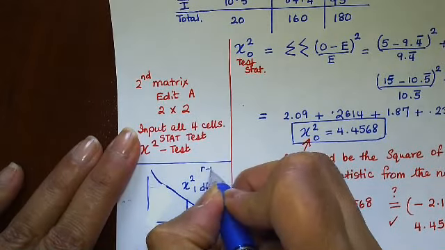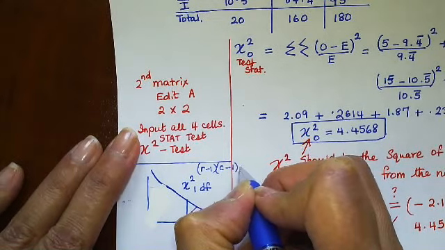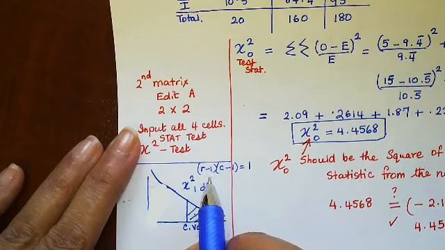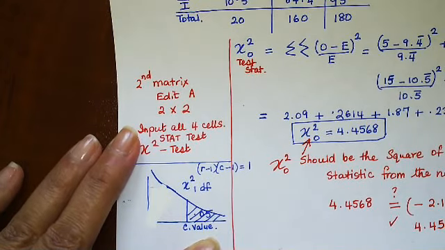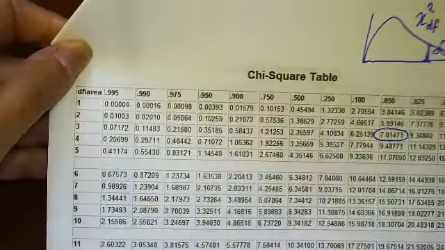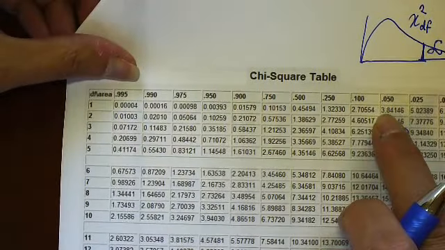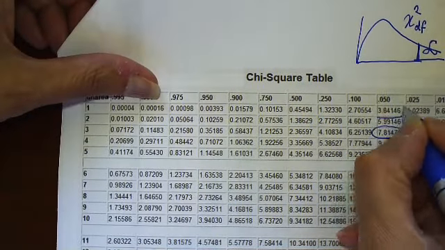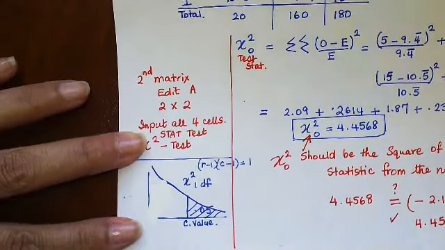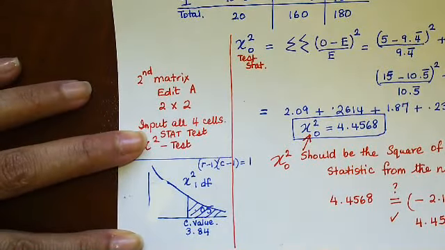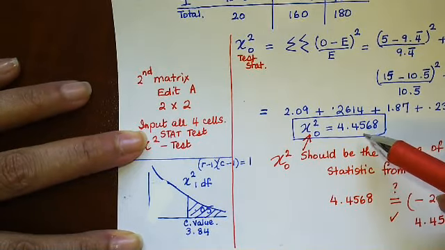This 1 degree of freedom comes from the fact that r minus 1 times c minus 1 is equal to 1, because I'm dealing with an r of 2 and a c that's also equal to 2. So 1 degree of freedom and 0.05. Let's go to the chi-square table. So this 0.05 and 1 degree of freedom gives me 3.84. That's my critical value. 3.84 is my critical value.